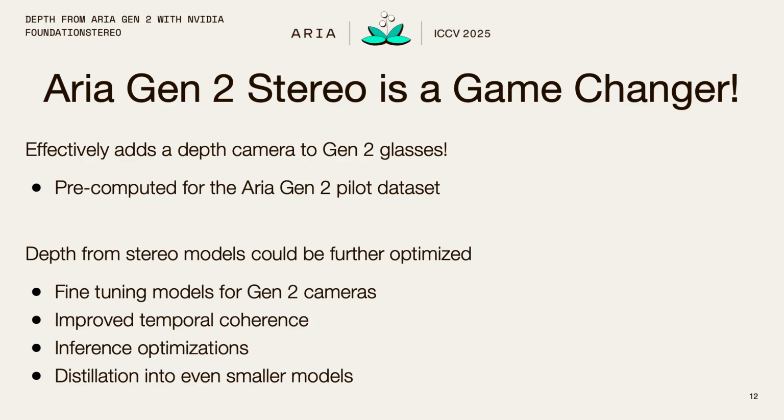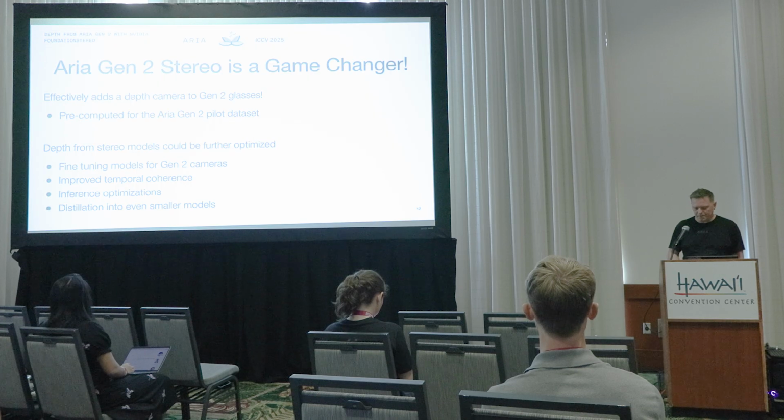Looking forward, there is room for optimizations. For example, fine-tuning models for the specific cameras we have, improving temporal coherence so that there's less flicker, optimizing the inference, and also distilling it into even smaller models so that you can overall hopefully get this even faster.